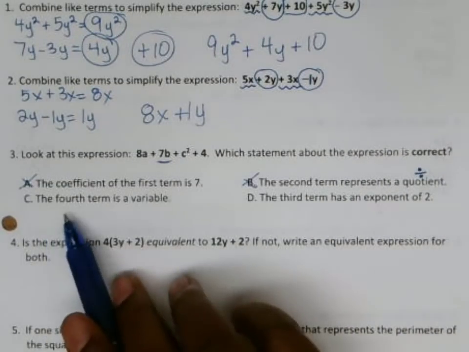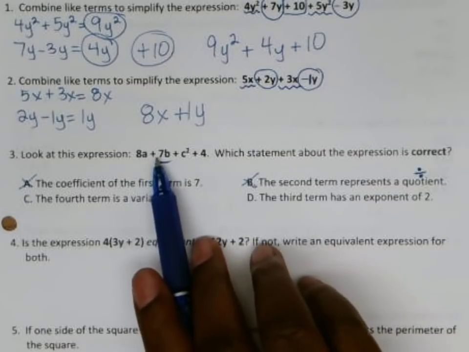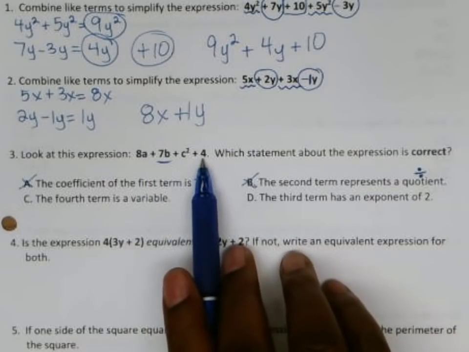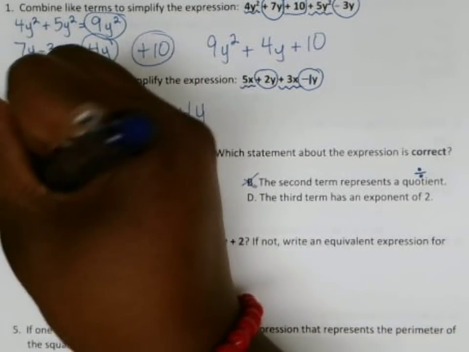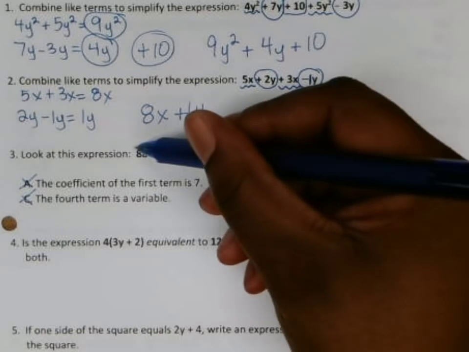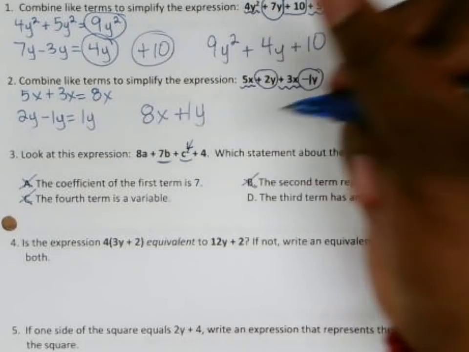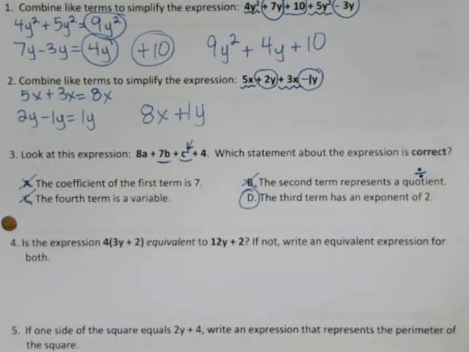Then C, the fourth term is a variable. That's 1, 2, 3, 4 terms. No, that's not a variable, that's a constant of 4. So that's wrong. And D, the third term has an exponent of 2. 1, 2, 3, third term. And look what's there, it indeed has an exponent of 2. So my answer is D.